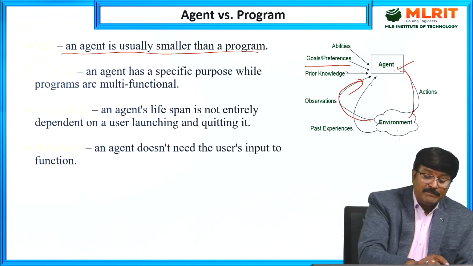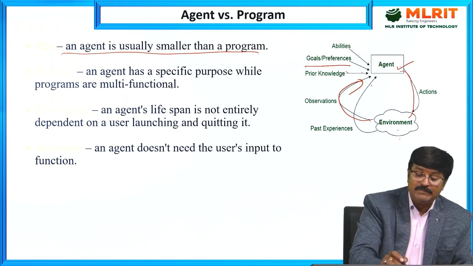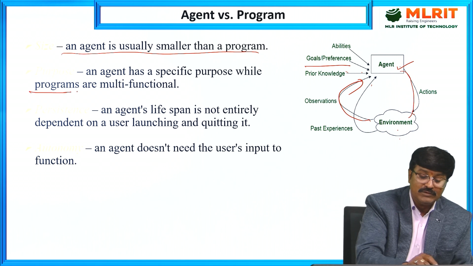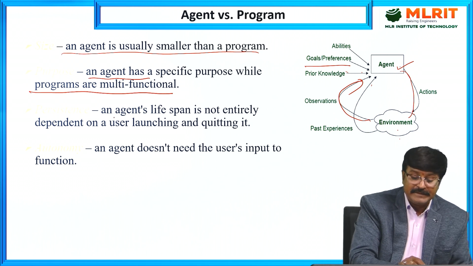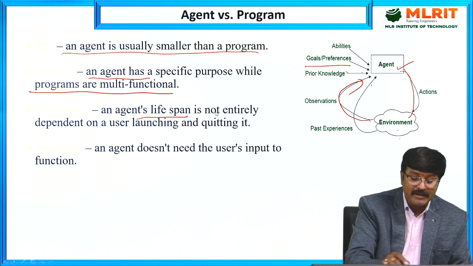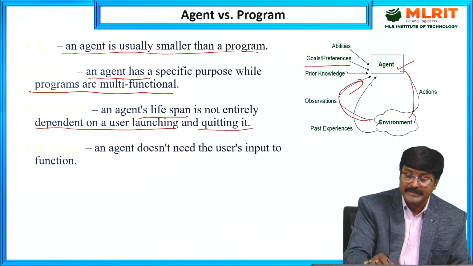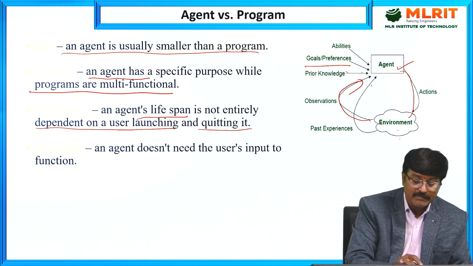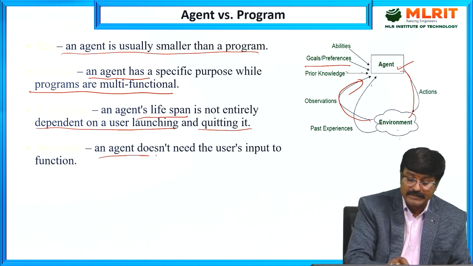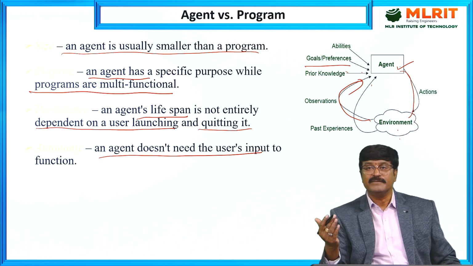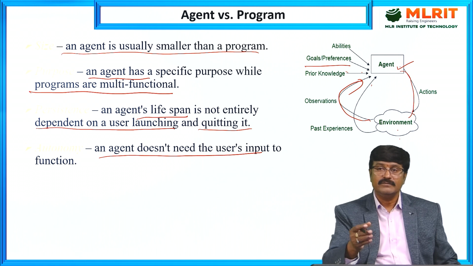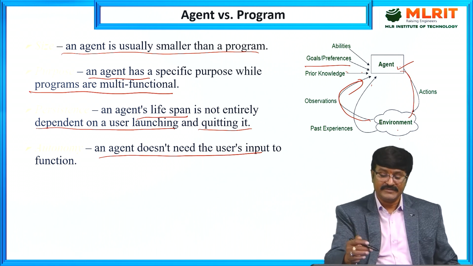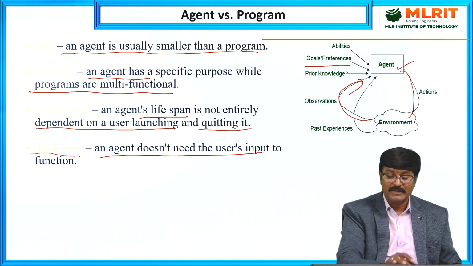And the purpose: the agent has a specific purpose, while programs are multifunctional. The agent is designed for a specific purpose. Persistence: an agent's lifespan is not entirely dependent on the user launching and quitting it. So persistence is important. Autonomy: the agent does not need the user's input. It works autonomously, taking perceptions from the environment, analyzing and taking decisions based on the program, and giving instructions to do actions. So autonomy is another key parameter here.